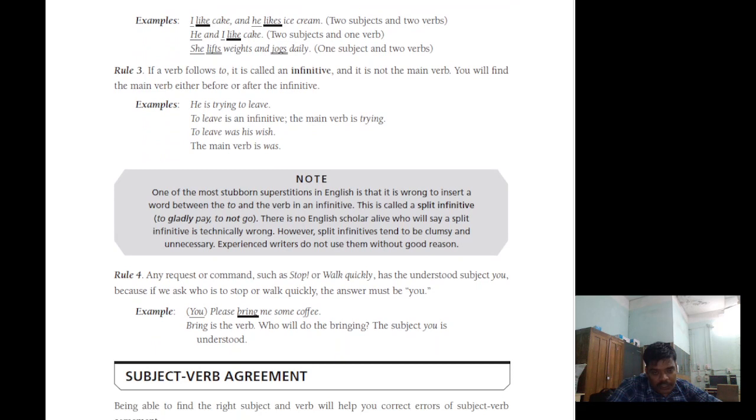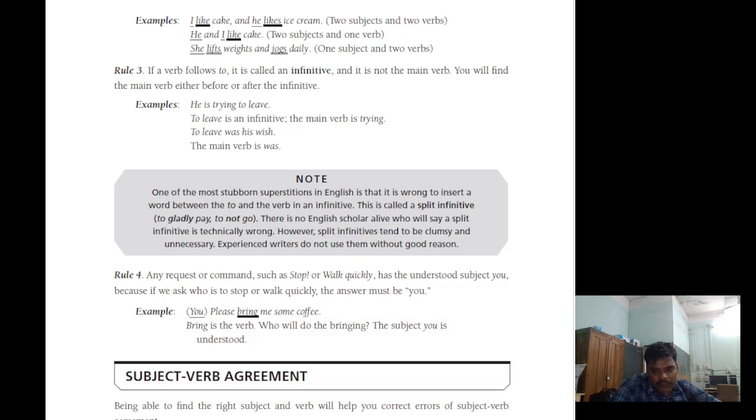Rule 4. Any request or command such as stop or walk quickly has the understood subject you. Because if we ask who is to stop or walk quickly, the answer must be you. Please bring me some coffee. Bring is the verb. Who will do the bringing? The subject you is understood. Any request or command such as stop or walk quickly has the understood subject you. Because if we ask who is to stop or walk quickly, the answer must be you.